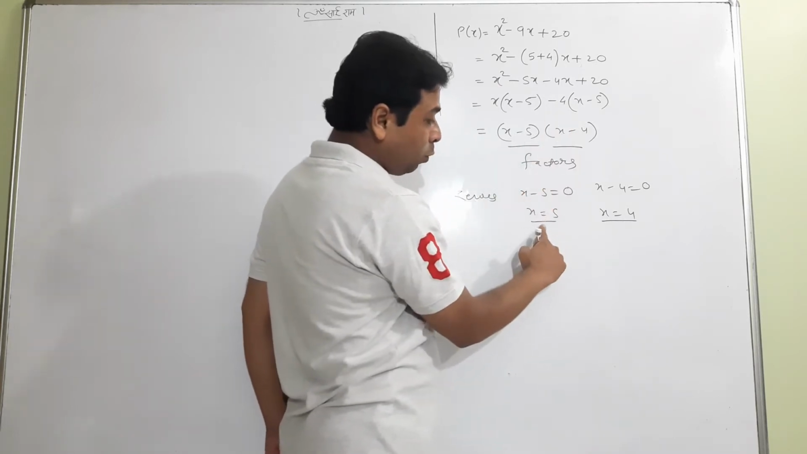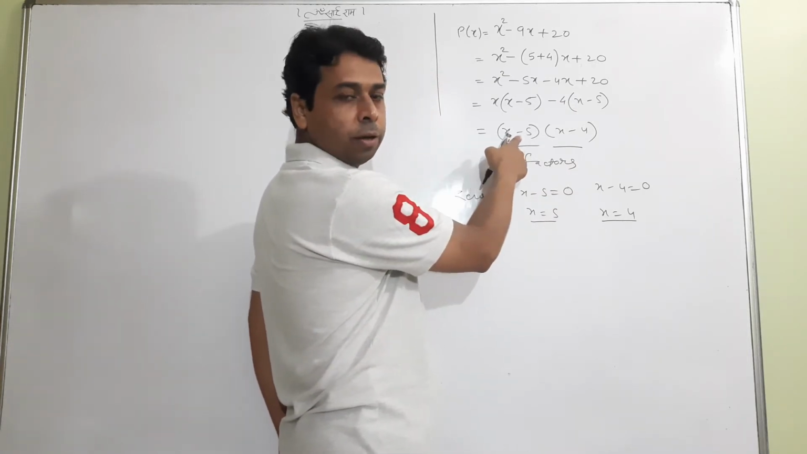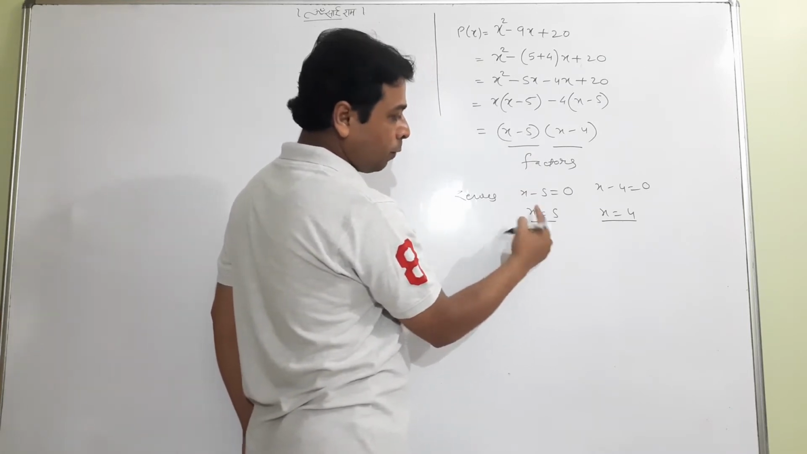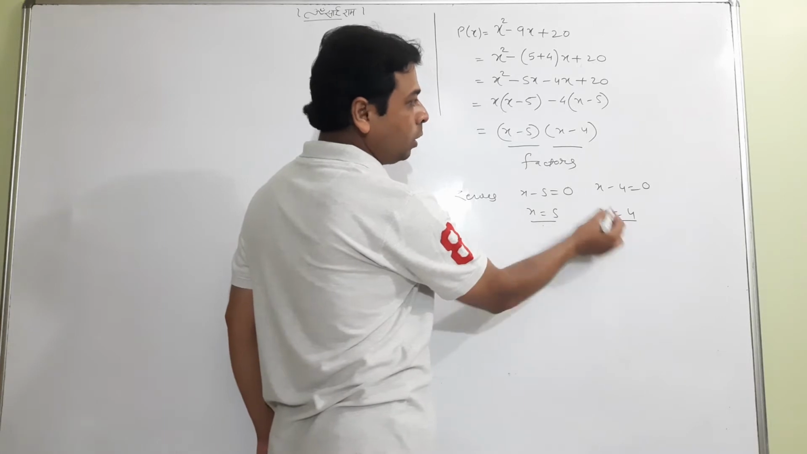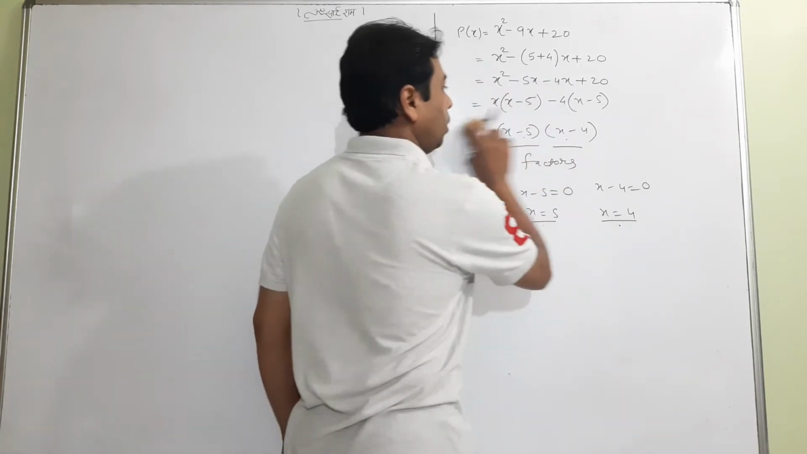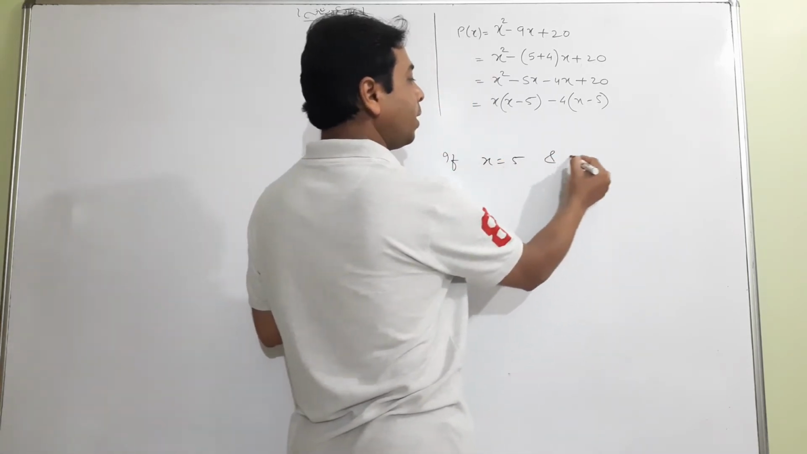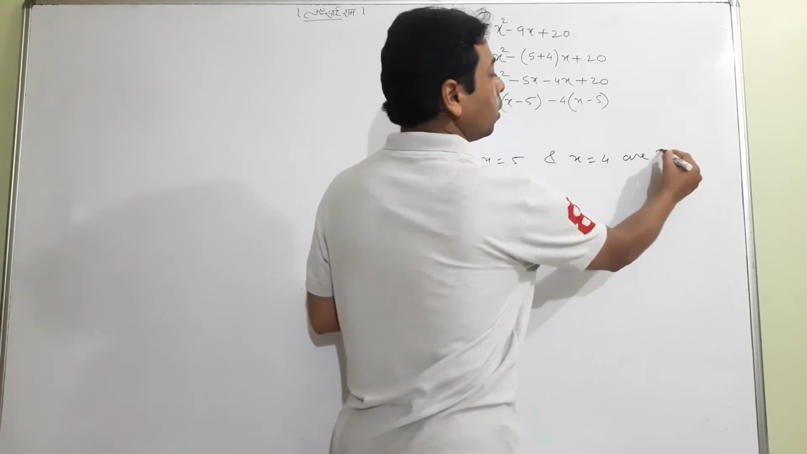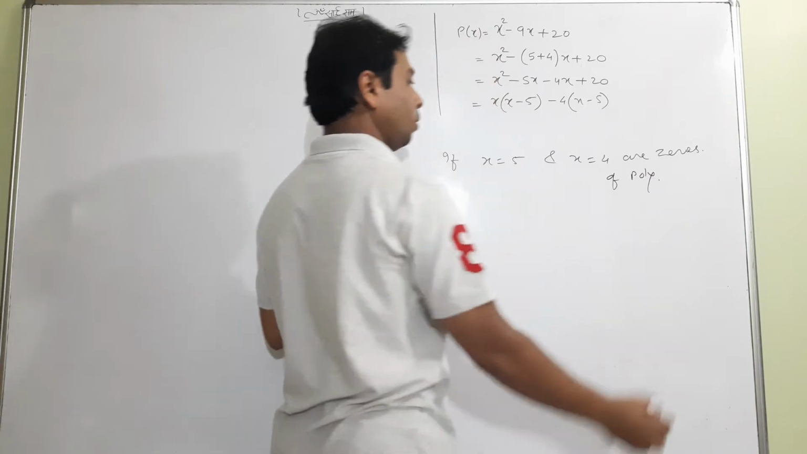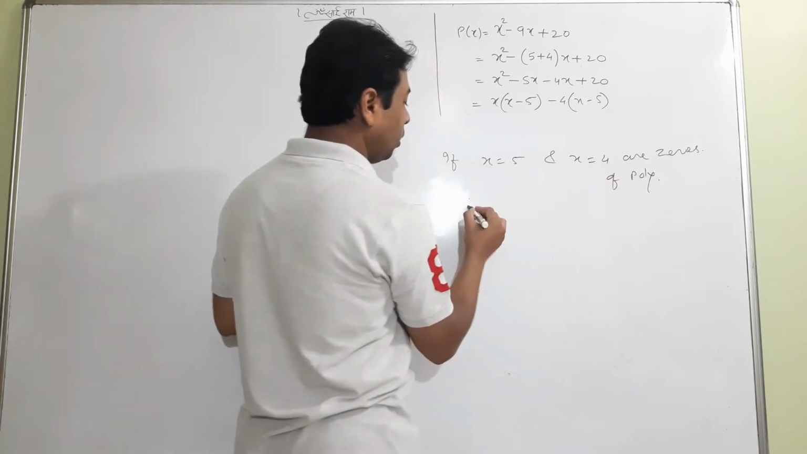It means when you know the zero of the polynomial, you can get the factor. I'm speaking again, see carefully. If you know the zeros of the polynomial, you can get the factors. Again I'm speaking. If I write x equal to 5 and x equal to 4 are zeros of a polynomial.